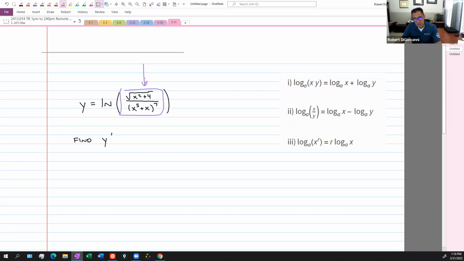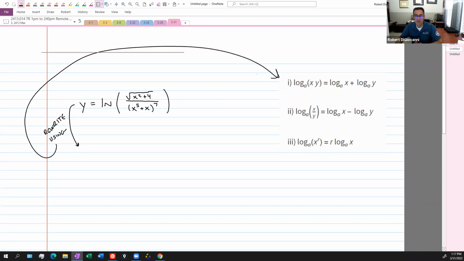So maybe there's a way we can use properties of logs to help simplify this problem before we take the derivative. So I'm going to try, and I'm not going to get y prime yet. I'm just going to try and rewrite this, using these properties.